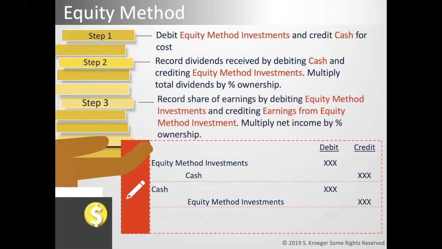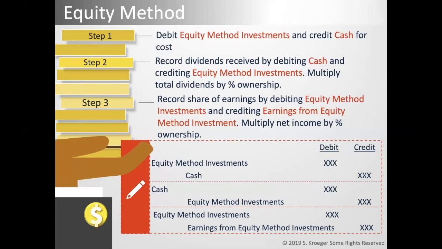The next entry is to record our share of earnings. When the investee reports its earnings, the investor, which is us, records our share in our investment account. For this entry, we're debiting equity method investments and crediting earnings from equity method investments.